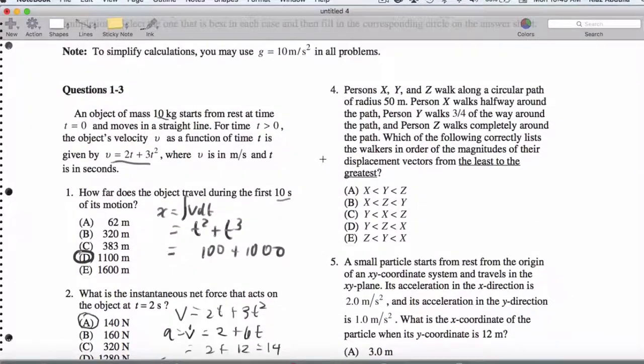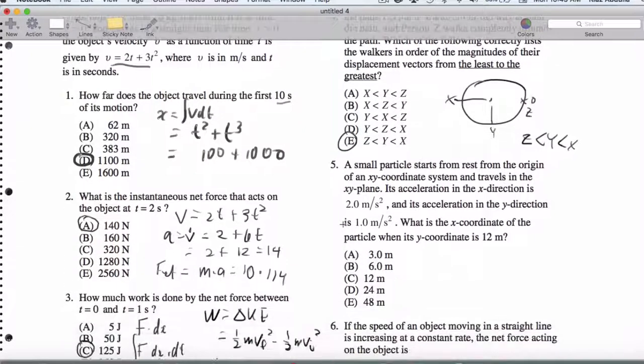Awesome. Now, for number 4, we've got a circular path. We start here at the origin, x is halfway around, y is 3/4 of the way around, and z is back here. So let's rank the displacement from least to greatest. Z is the least, followed by y, followed by x. Choice E.